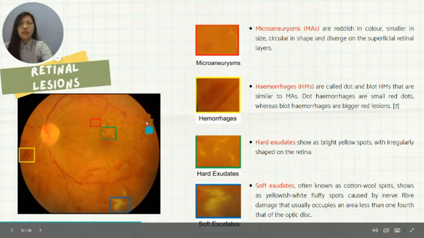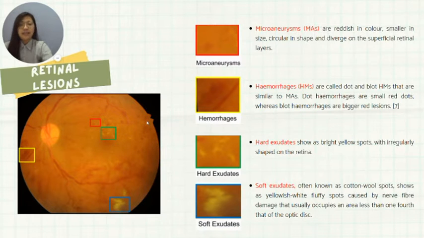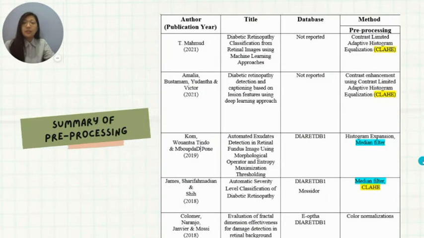And based on this figure, we can see that microorganism and hemorrhage are seen in the dark lesion. However, the hard exudate and soft exudate are seen in the bright lesion. So based on the paper written by peer researchers on automated detection of diabetic retinopathy, and based on the several steps which include preprocessing, segmentation, and classification.